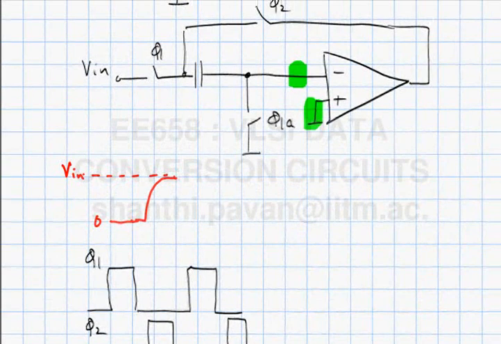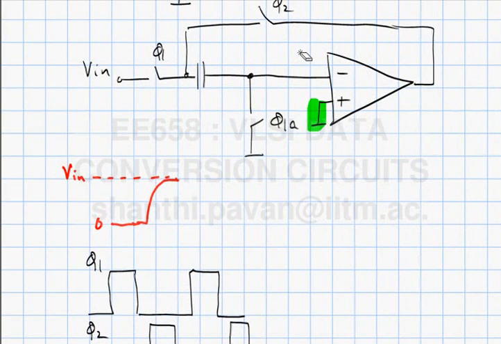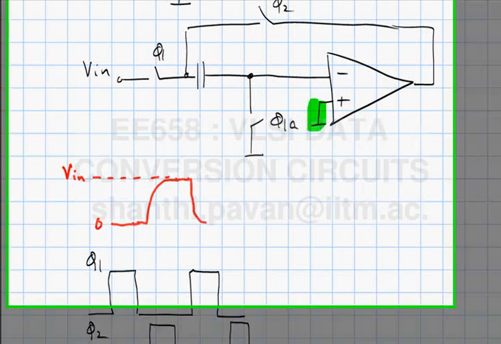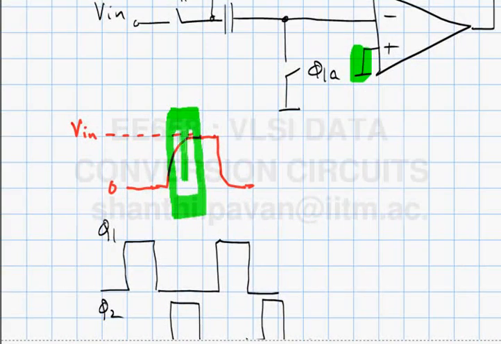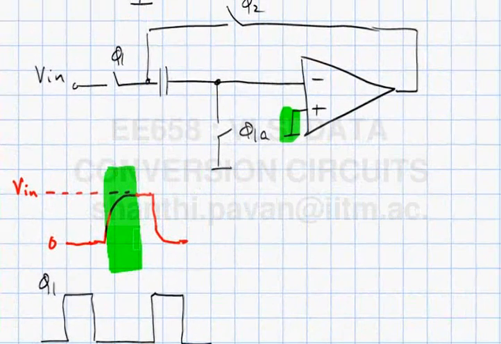During the non-overlap period, it is now not clear what will happen, right? But in practice, there will be parasitic capacitance at the input nodes of the op amp. So they will tend to hold the same voltage, even when you turn off phi 2. So during this non-overlap period, depending on the parasitic capacitances, this would tend to behave like this. Then phi 1 comes again, the output will go towards ground. So this period is the hold period.